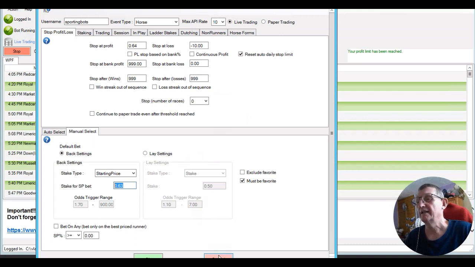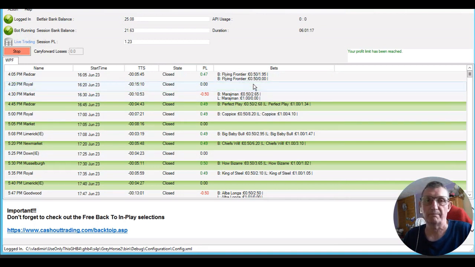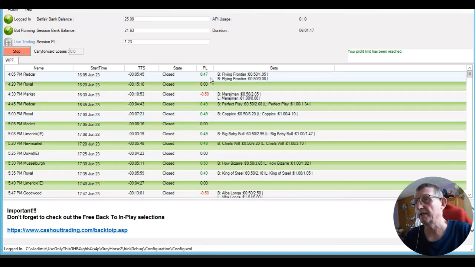And again, people will be arguing that variance will catch up with us and all that kind of thing, and it probably will, or it might, I don't know. But the point is, we're just testing this. We're not saying this is a method people should use. It's just something I'm testing on one of our bots, on one of our servers, to see what's happening and then reporting it back to our users. So you can see the stakes are set to 63 pence. They were originally set to 50 pence, but we put them up a little bit.